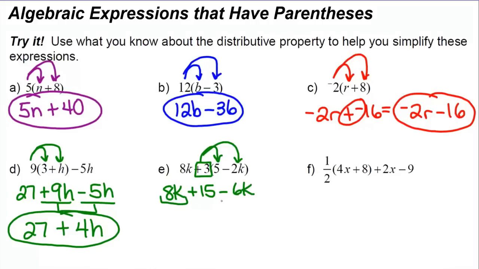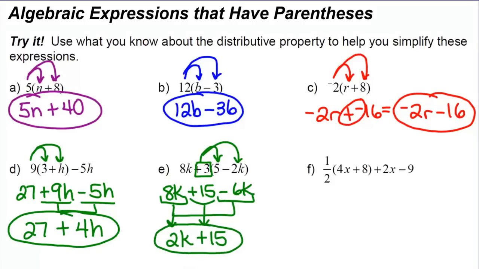And now I can combine my like terms here. 8k minus 6k is 2k. And then this is just a constant, so it just gets copied, plus 15. 2k plus 15, those are not like terms, so that is in simplest form.